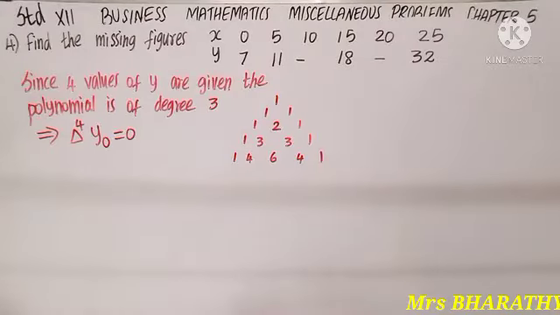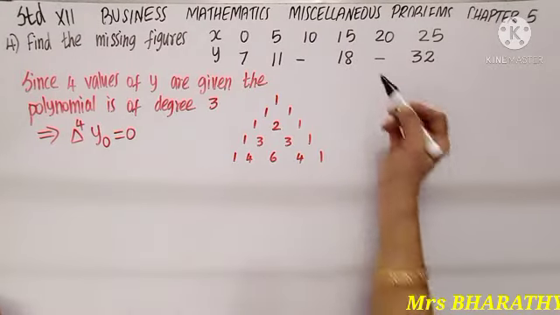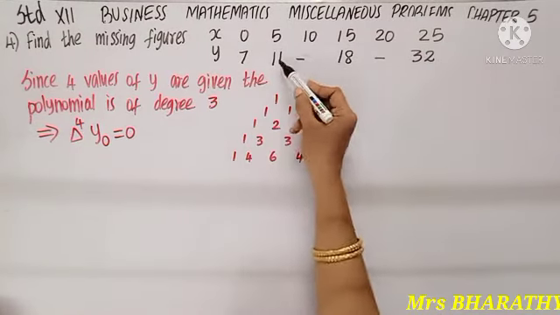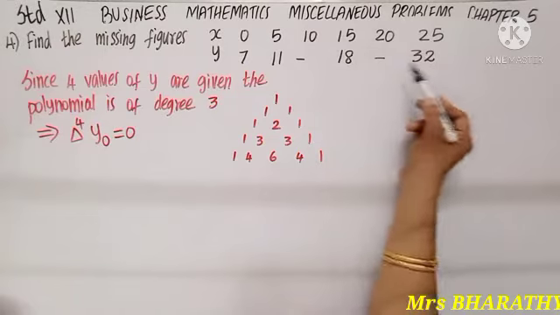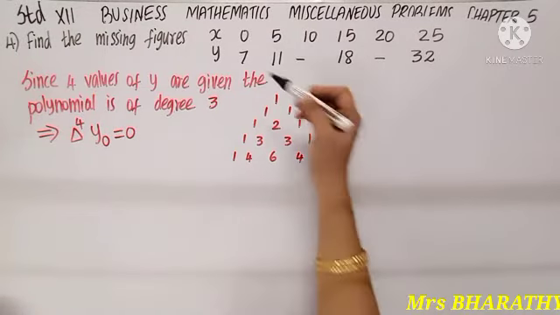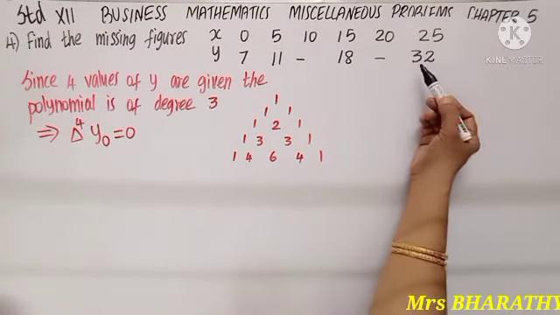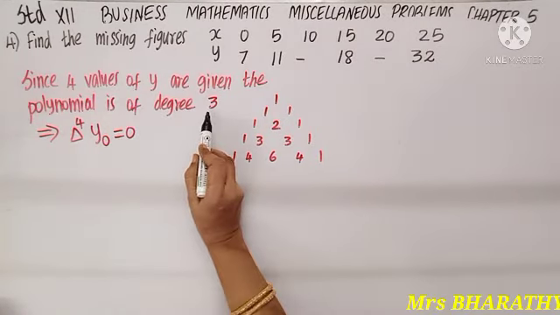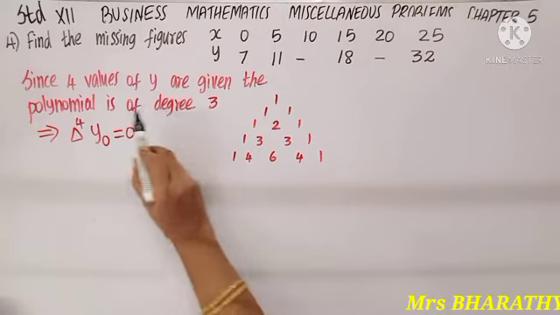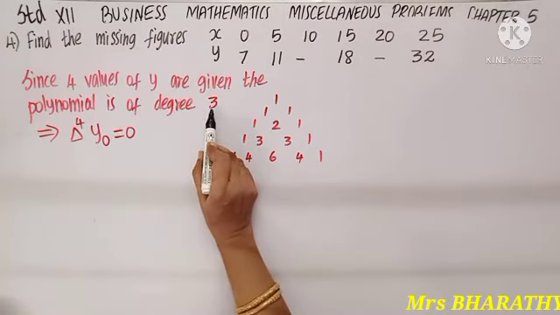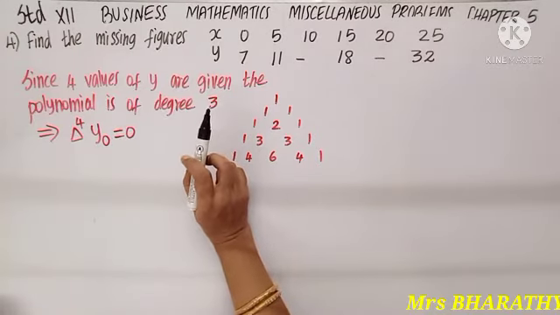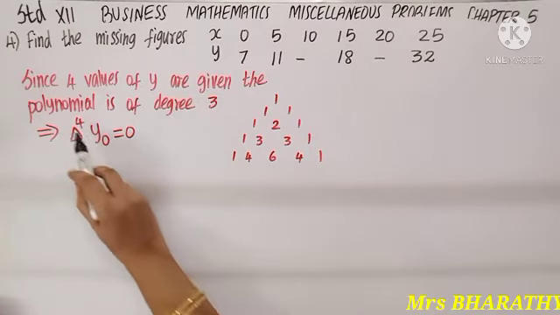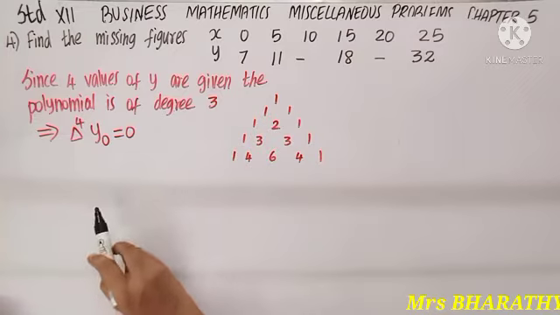Question number 4. Find the missing figures in the given table. For y, 1, 2, 3, 4 values are given. If 4 values of y are given, let us assume the polynomial to be of degree 3. When the polynomial is of degree 3, fourth order differences are 0. Or we say del power 4 of y naught is 0.